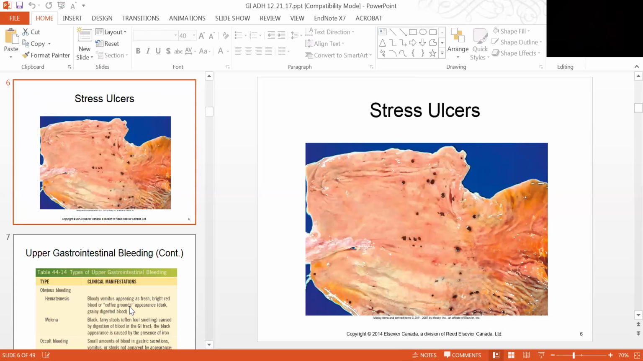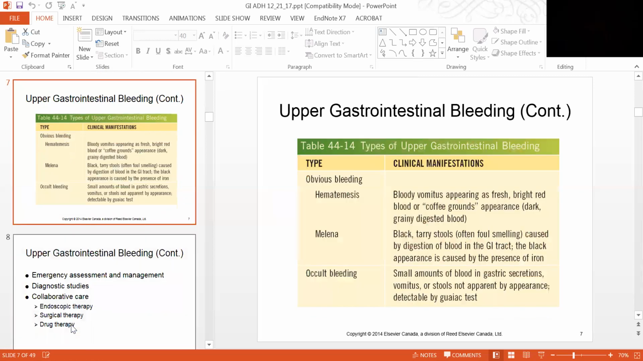And so that's the key to stress ulcer management, is in the prevention of them. And I think I've mentioned to you in the past that everybody in the hospital needs to have peptic ulcer prophylaxis, DVT prophylaxis. So upper GI bleeding, again, I think we've covered that.